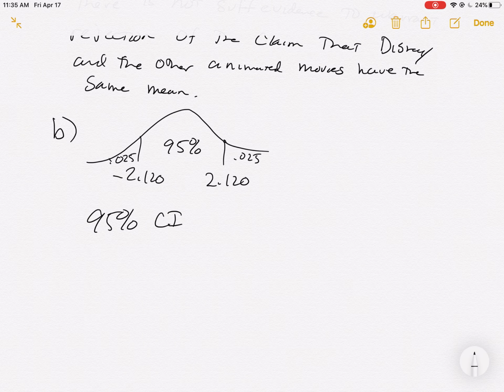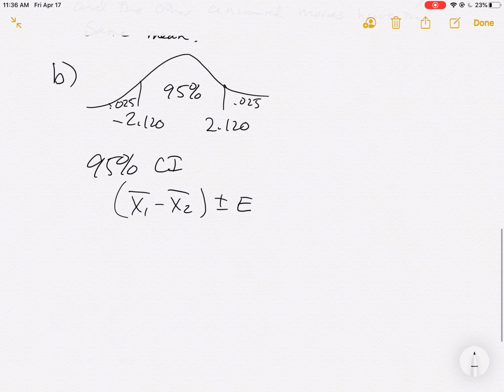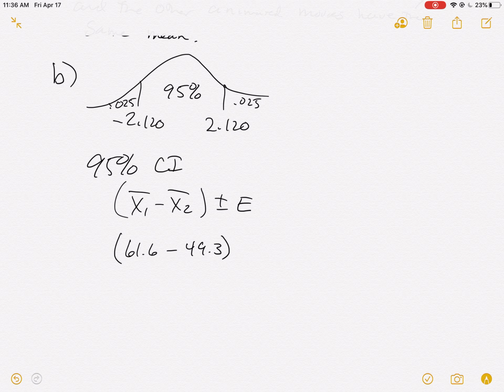And what is it? Well, it's going to be x1 bar minus x2 bar plus or minus some calculated error. What's the x1 bar? Well, we have that. X1 bar was 61.6 seconds. X2 bar was 49.3. So this is great, that we'll see one in which there's a fail to reject. And now we've got to go get that error.